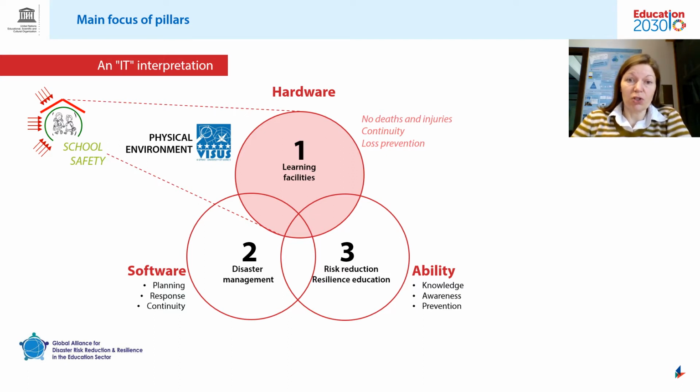VISUS methodology focuses mainly on Pillar 1 of the CSS framework. That is, it mainly assesses the educational facilities in order to check their safety and permits to establish action plans aimed at avoiding deaths and injuries in learning facilities, but also seeking the continuity of education after a hazardous event and limiting the losses, if possible.